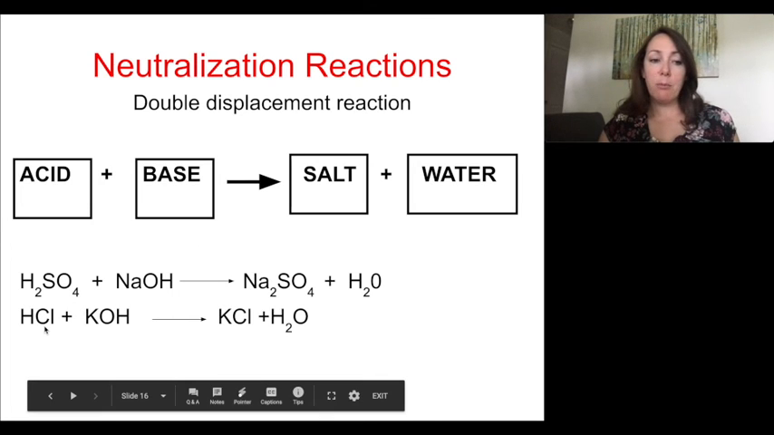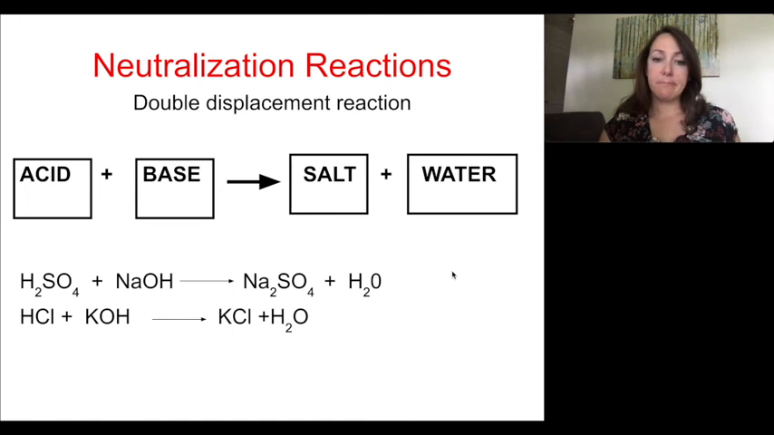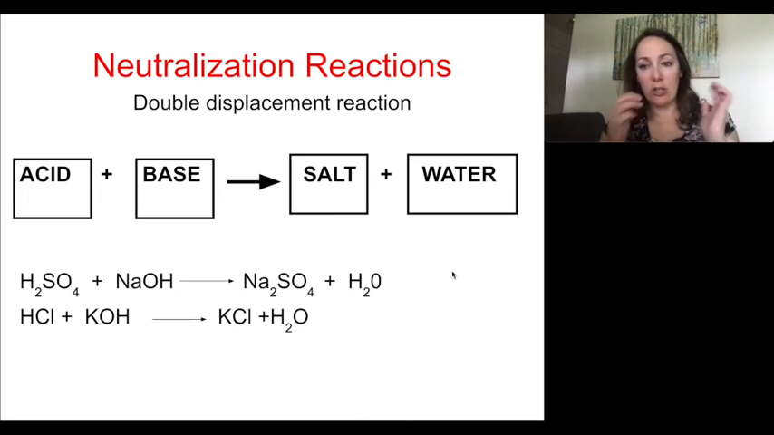So in the second example, we've got hydrochloric acid, which we can tell by the H. We've got our base, potassium hydroxide. We know that from the OH, okay? You mix those two together, you wind up with potassium chloride and water. Since we know H2O is water, potassium chloride is going to be our salt. And that wraps up our discussion on acids and bases.